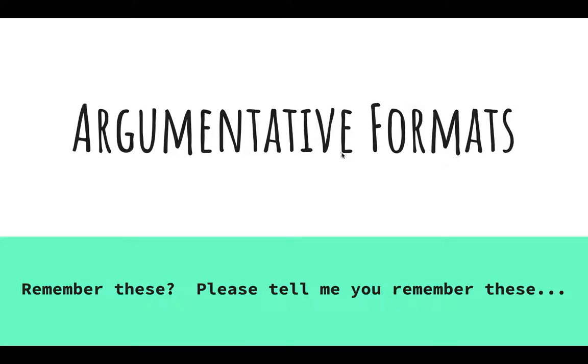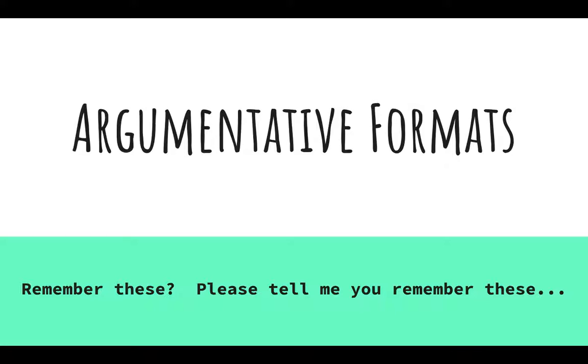I want to remind you about argumentative formats. Please tell me that you remember the three types of argumentative format that we've discussed so far this year. I'll give you a hint. The first one is classical. Do you remember the other two? Hopefully you're thinking Rogerian and Toulmin.